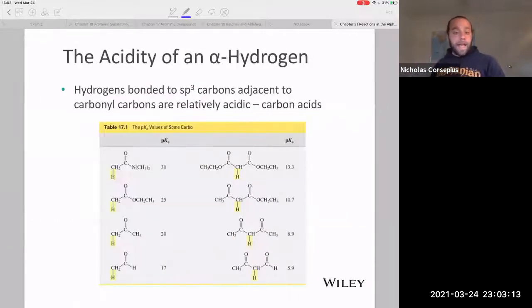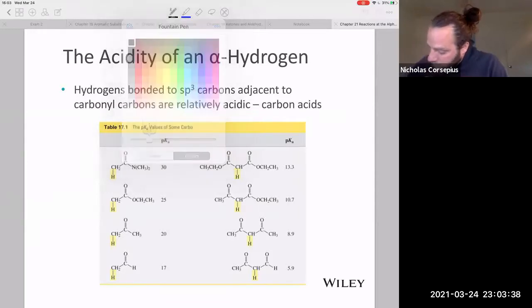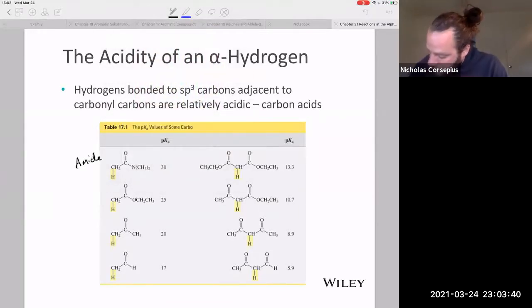So looking at the pKa's of these alpha hydrogens, right? pKa, remember, is a measure of just how acidic a hydrogen is, how easy it is to remove a hydrogen. The lower the pKa, the more acidic the proton, right? So just eyeballing these here, first of all we have an amide. This is an ester. This is now a ketone. And this is an aldehyde.